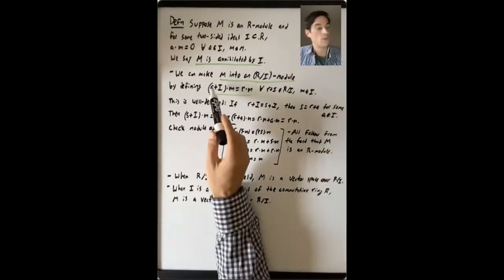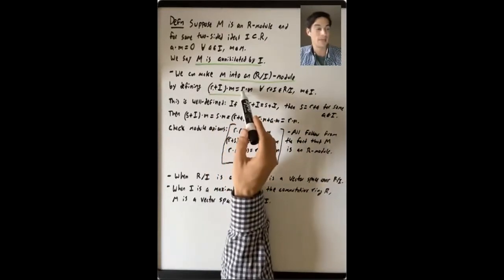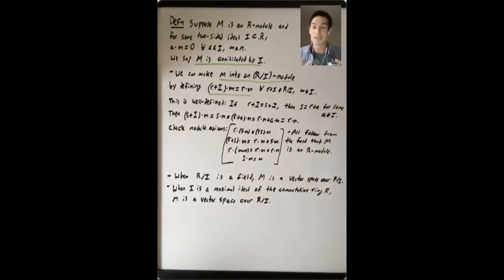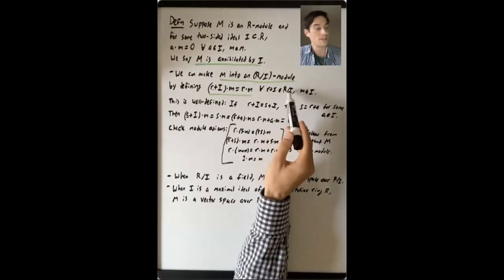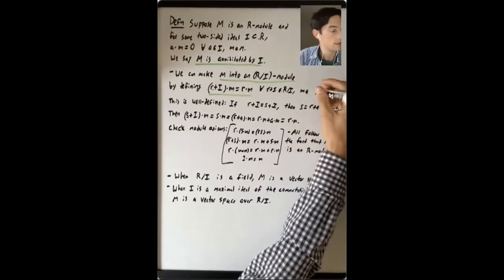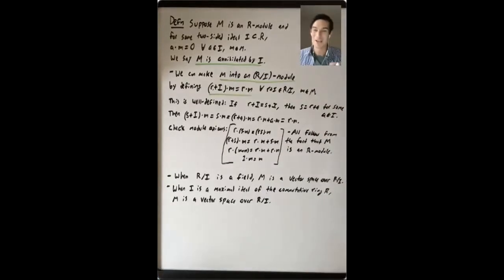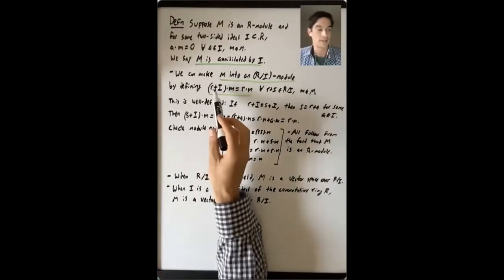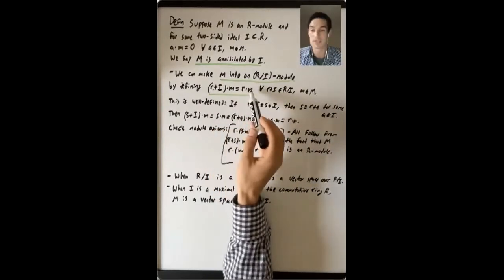All right, so what do we want (r plus I) dot m to be? It'll be r dot m. And this will be defined this way for any coset r plus I of this quotient ring and any m in the module. Okay, so we have to check that this is well defined, right? So that this doesn't depend on a choice of coset representative.